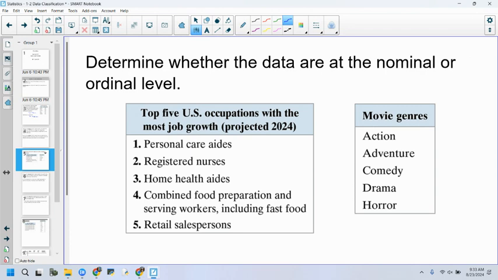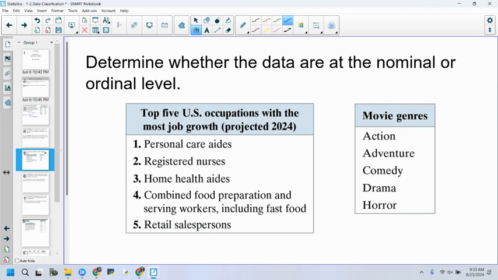Ranked first on the list is personal care aides. Second on the list is registered nurses. Third is home health aides. Fourth is combined food prep, service workers, fast food. 5 is retail salespersons. Okay, first off, is this data qualitative or quantitative?